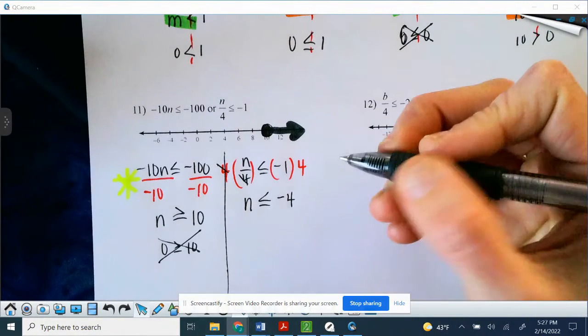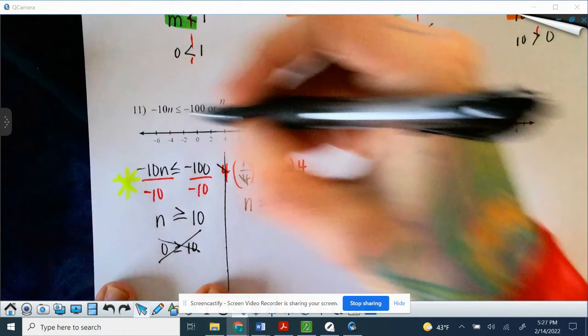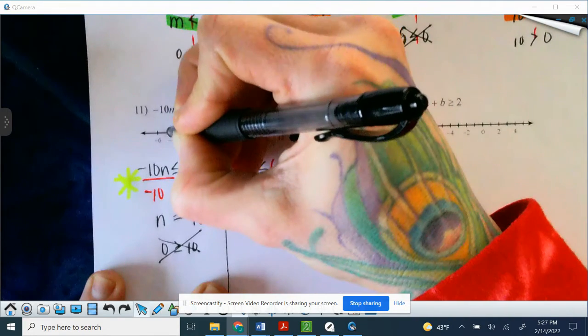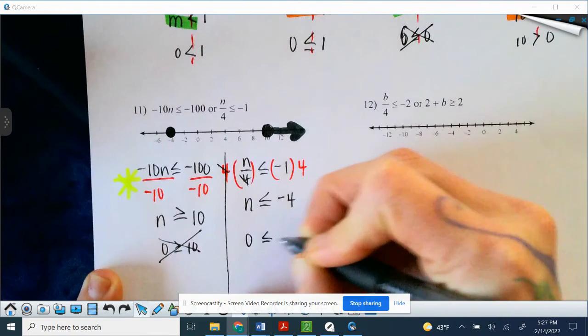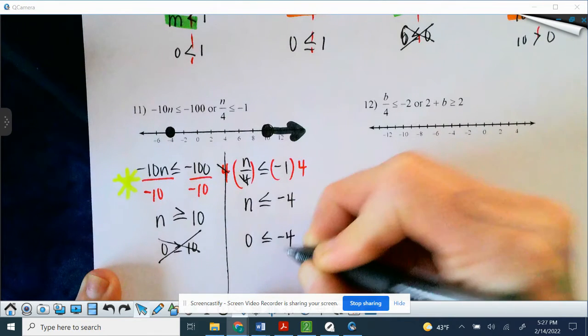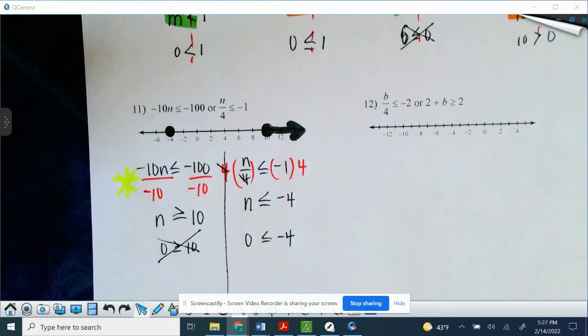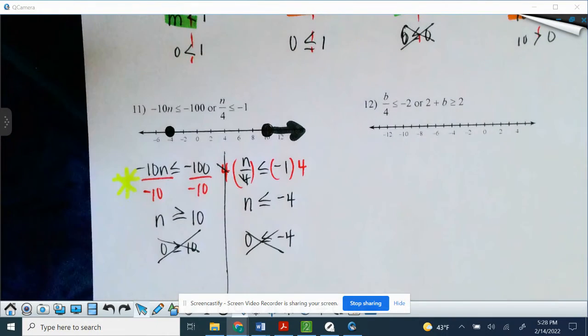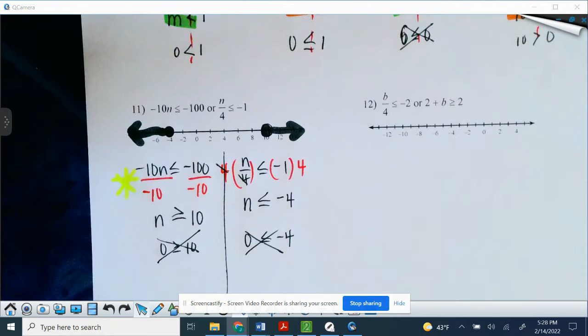So we're going to go up to negative 4. It's an equal to, so we're going to have a solid circle. We could do our test point. Is 0 less than or equal to negative 4? It is not. So you are going to shade away from 0 again. And that has our two arrows going in opposite directions. That's a great sign because this does say or.